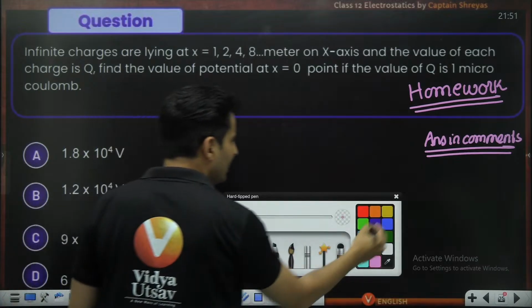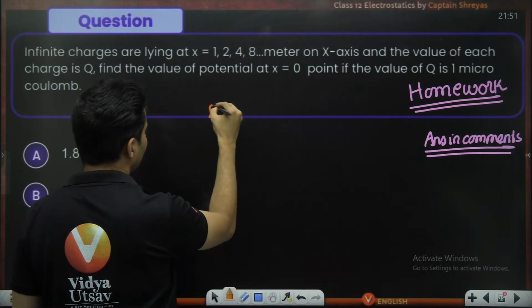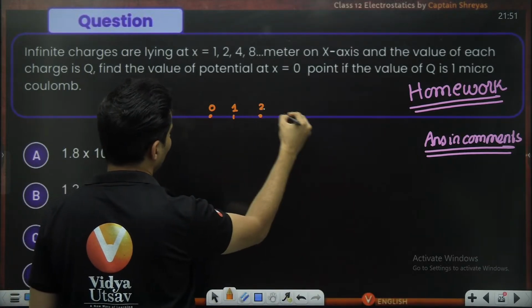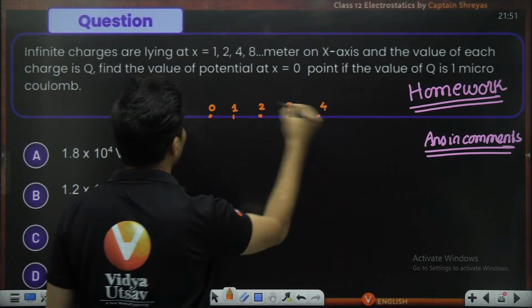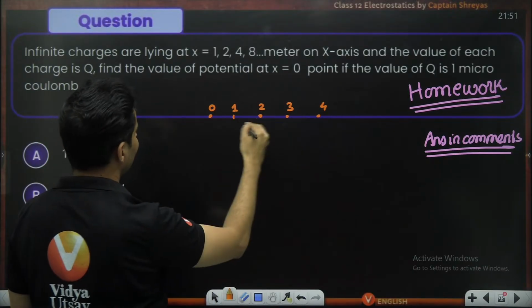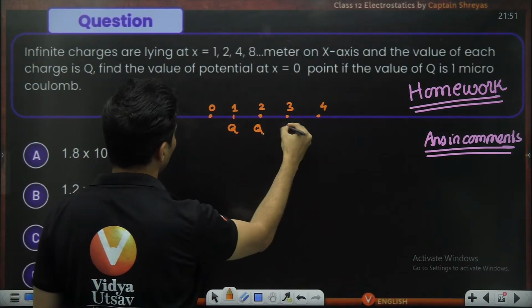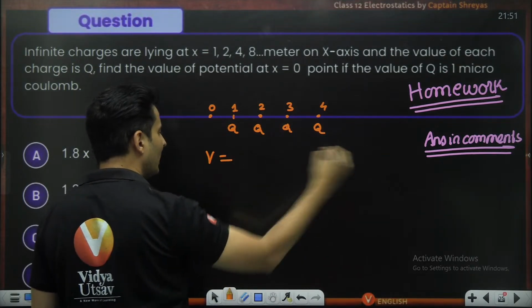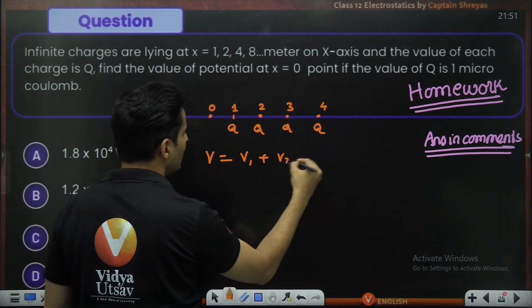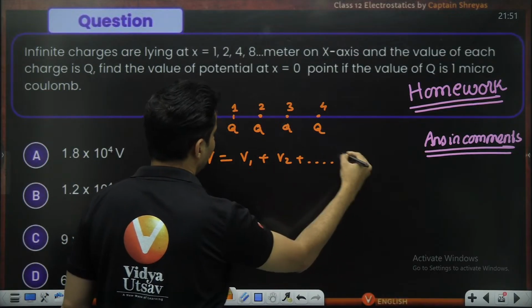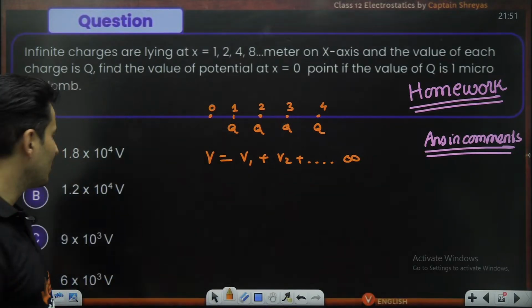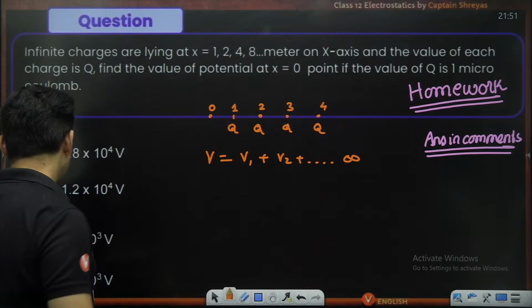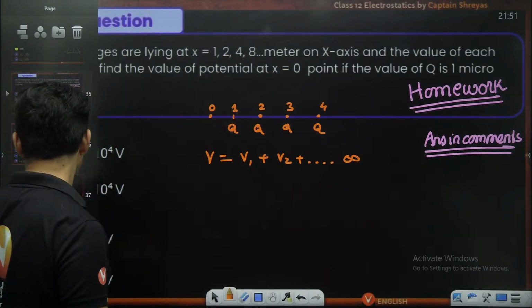It's not that difficult. Just think, okay, this is origin, this is 0.1, this is 0.2, this is 3 centimeters, this is 4 centimeters, and infinite charges are placed, each of charge Q. Add them up, you will get the answer. V1 plus V2, like that. Infinite terms will be there. It's a GP series most likely. Something like that might be there, and you will definitely get the answer.